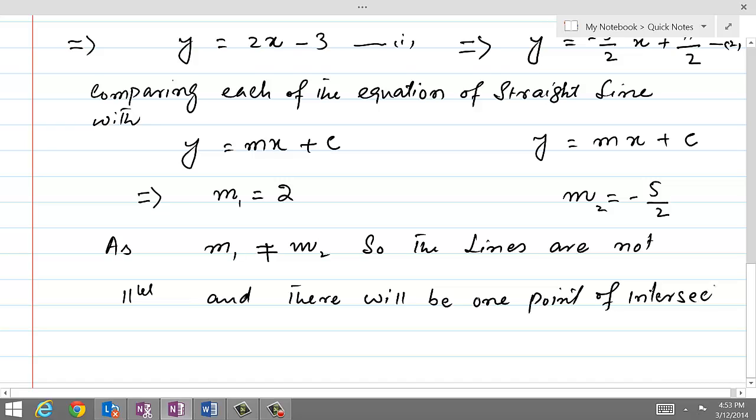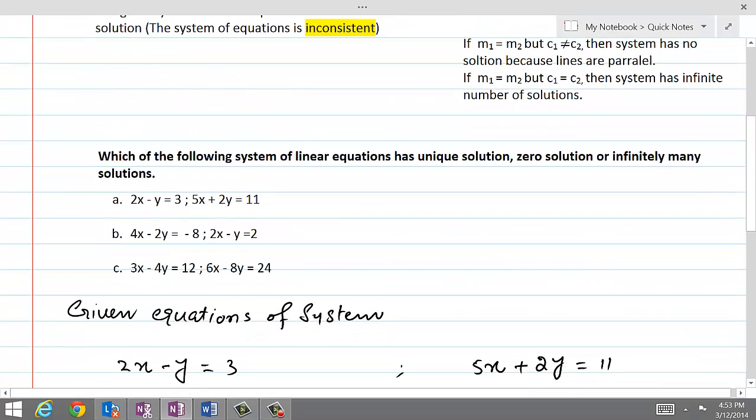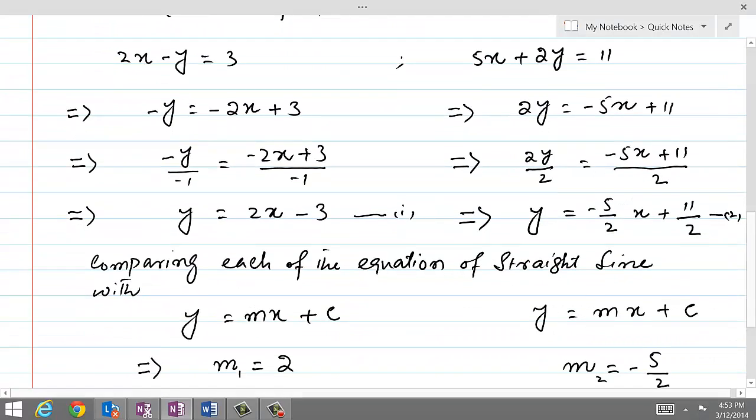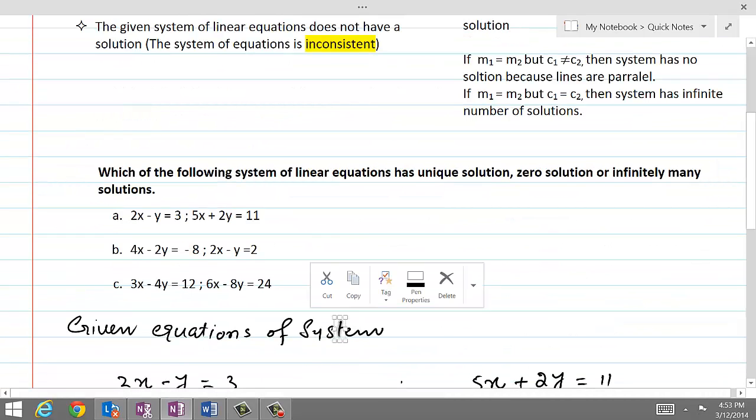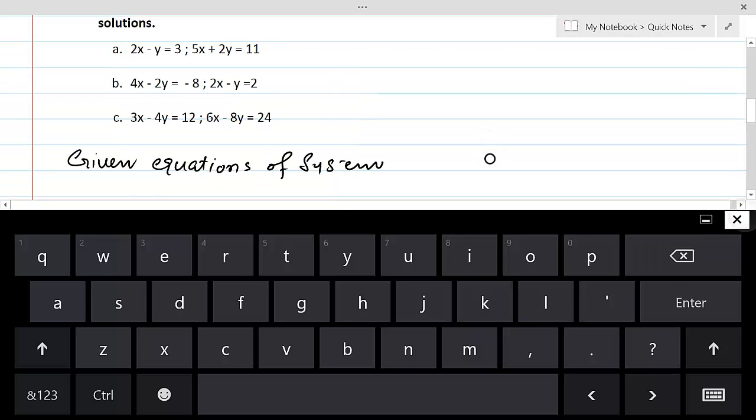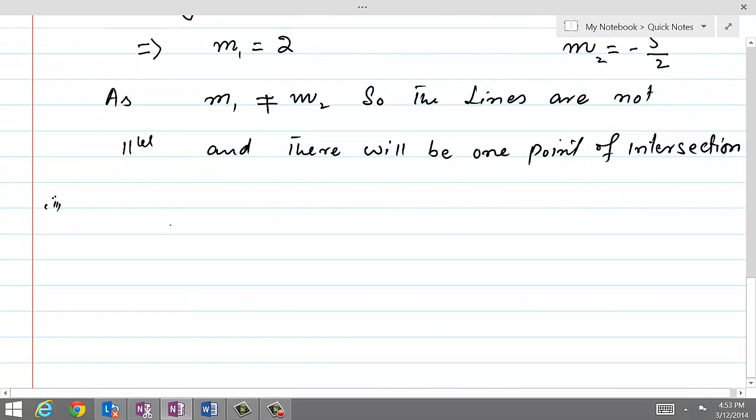So similarly we will do with the second part, and for the second system of the linear equations, we have 4x minus 2y is equal to minus 8. That is the first line of the system.